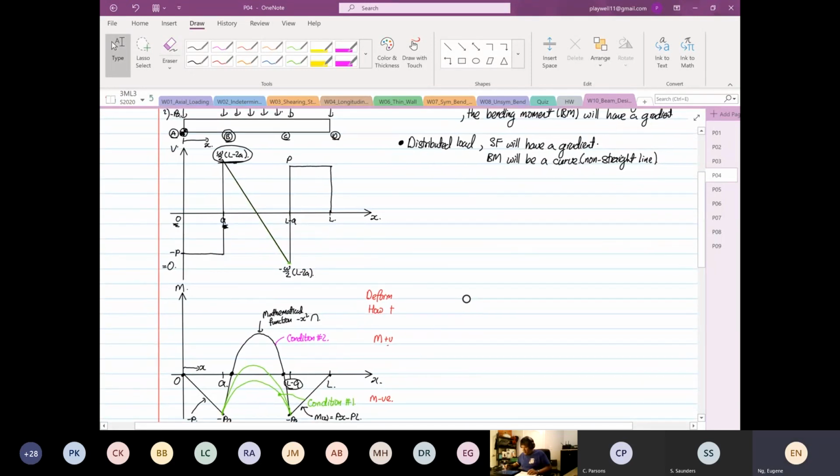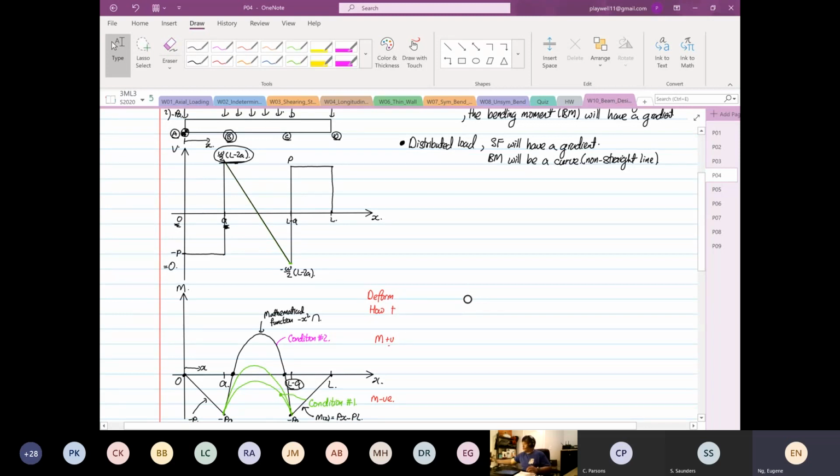What else can you all see between the shear force and bending moment diagram? Come on, some of you have knowledge with this. What else can you see?